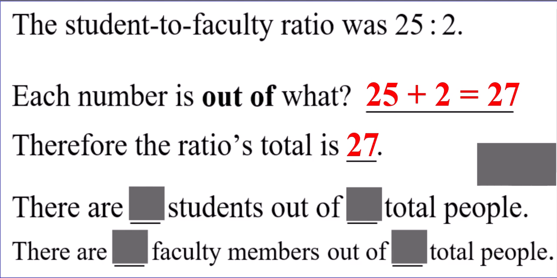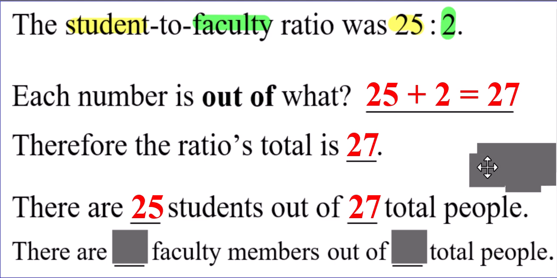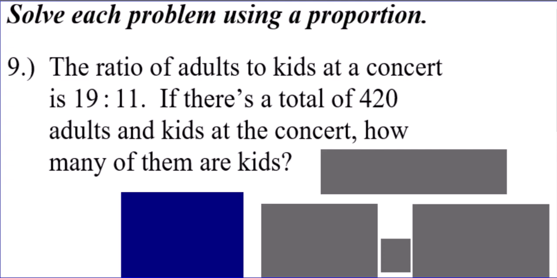All right, now, did you catch who was first? Student is first. So 25 is student, faculty is second, so the 2 is the faculty number. So there are, boom, 25 students out of a total of 27 people, and 2 faculty members out of a total of 27 people. Now, again, you might be like, Underkoffler, why in the world are we doing that? Turn to the next page. You'll see what I mean.